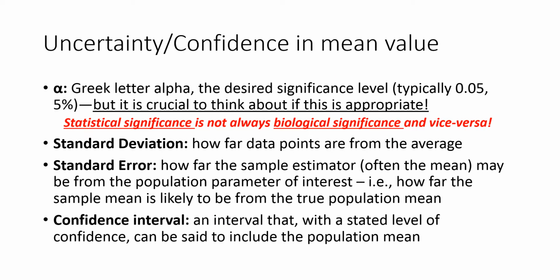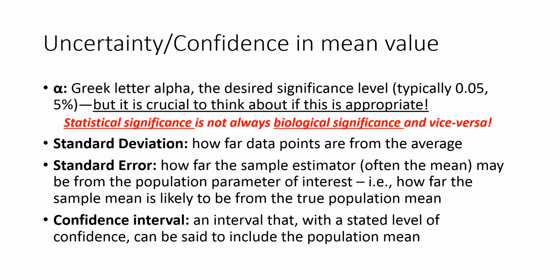Okay. So, uncertainty and confidence in the mean value. By tradition, people use alpha, the Greek letter alpha, to represent a desired significance level. And when we say a significance level of 5%, we're basically saying that we're confident within that 95% of the time that this thing is true.